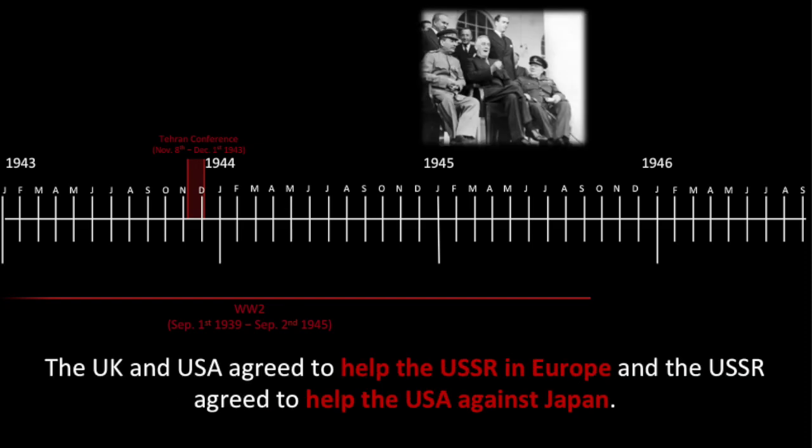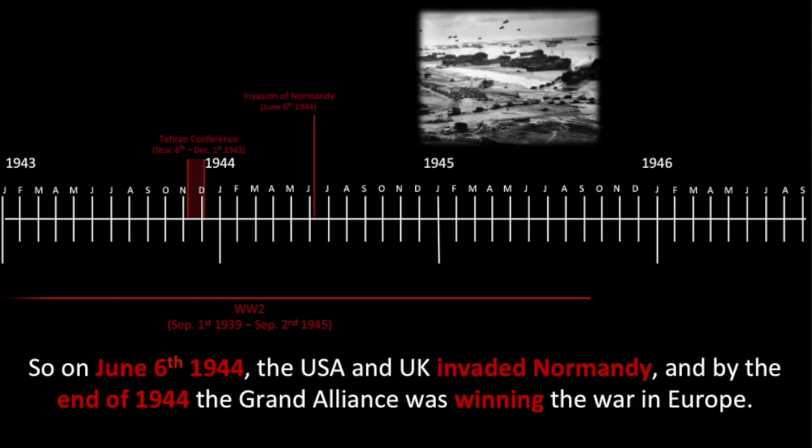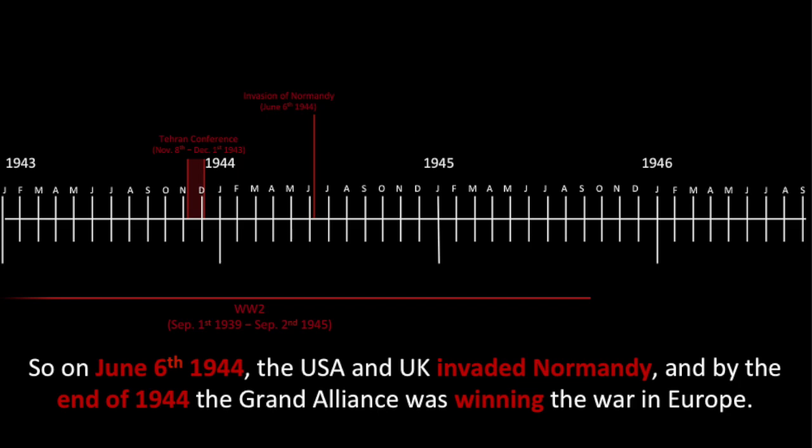The UK and USA agreed to help the USSR in Europe, and the USSR agreed to help the USA in Japan. So on June 6, 1944, the USA and UK invaded Normandy, and by the end of 1944, the Grand Alliance was winning the war in Europe.